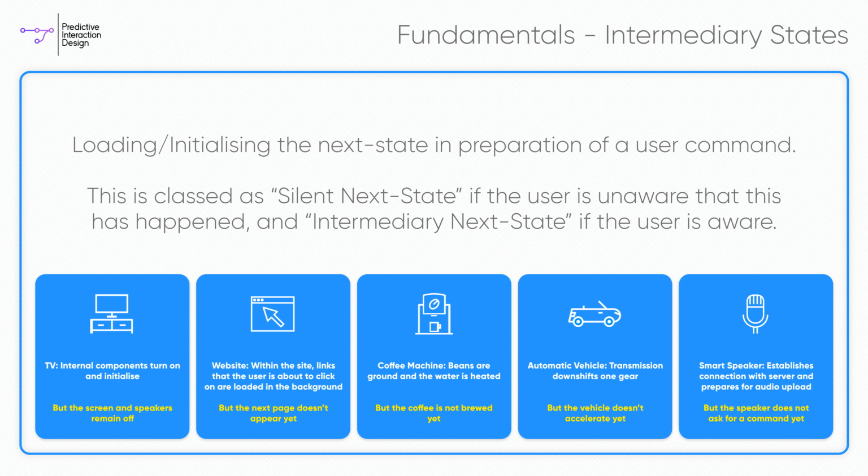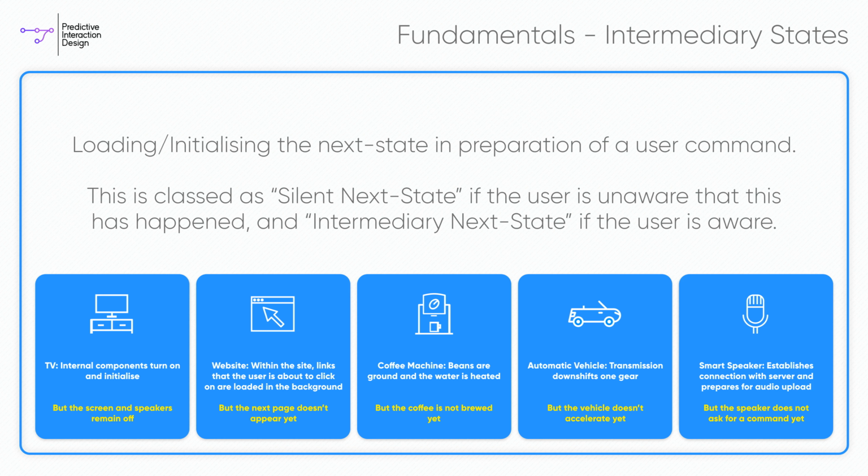In the first example, we've got the TV. The intermediary state on the TV would be that the internal components turn on and initialize, but the screen and speakers remain off. So the user will have had absolutely no indication that any change to the system has happened. Thus, this would be a silent next state.